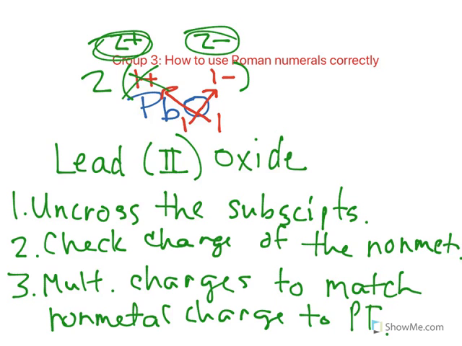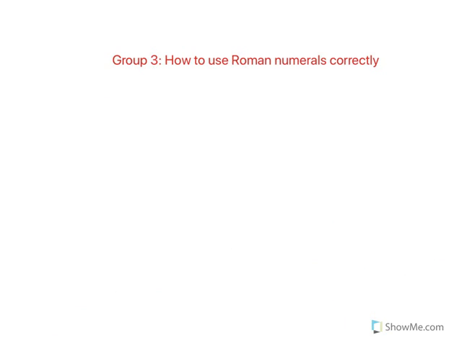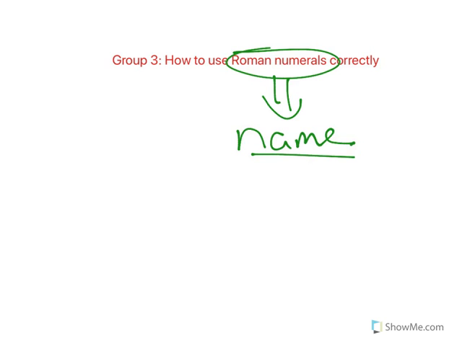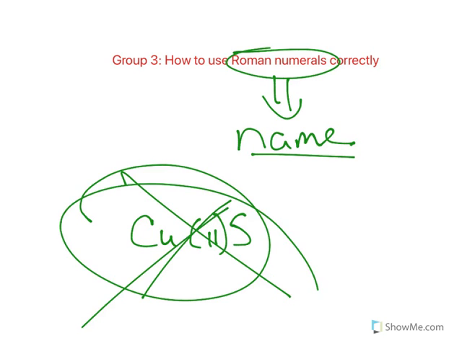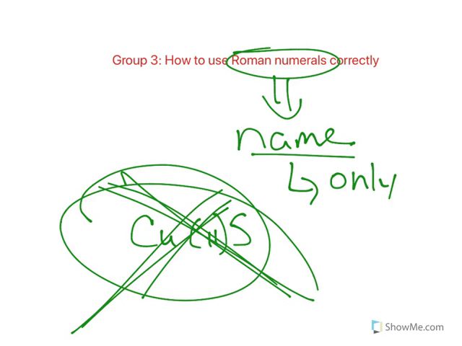Okay, a couple of little things that I saw a few people do that I feel need to be said. First of all, Roman numerals only go in the name. Okay? You are never going to write a formula Cu Roman numeral 2 S. That's a heck no. Nope, nope, nope. Don't do that. Roman numerals don't go in the formula. They only go in the name. And when they're in the name, they are only on the metal.